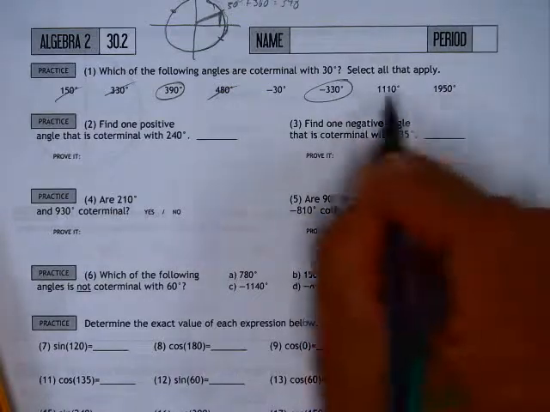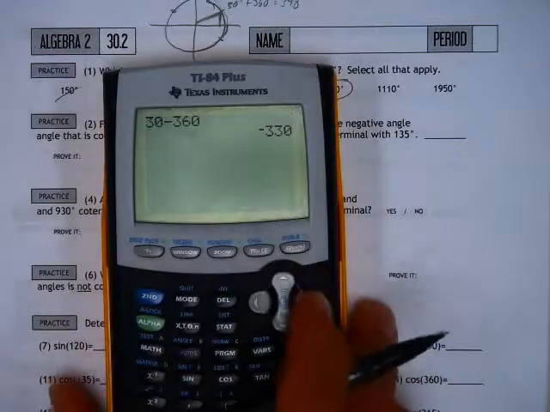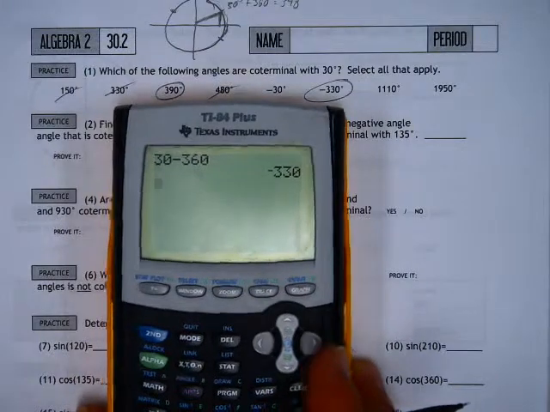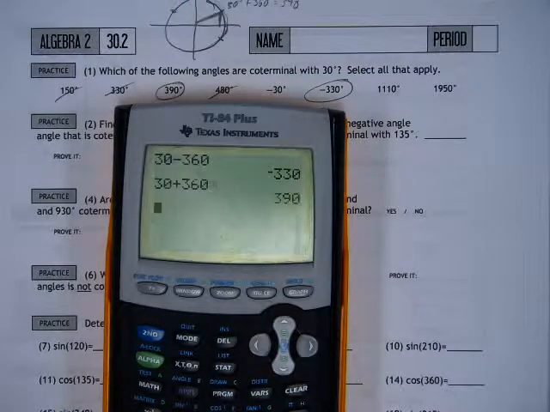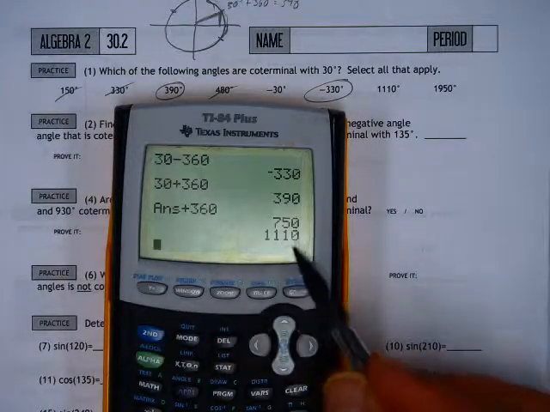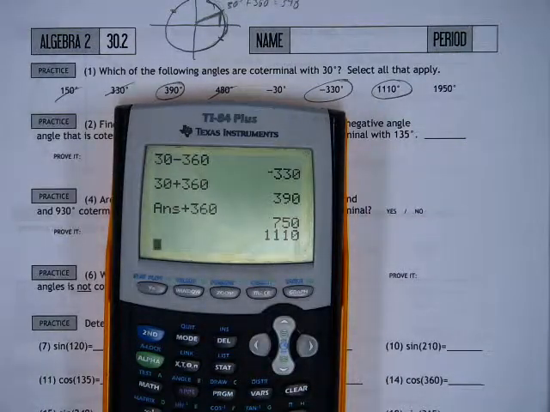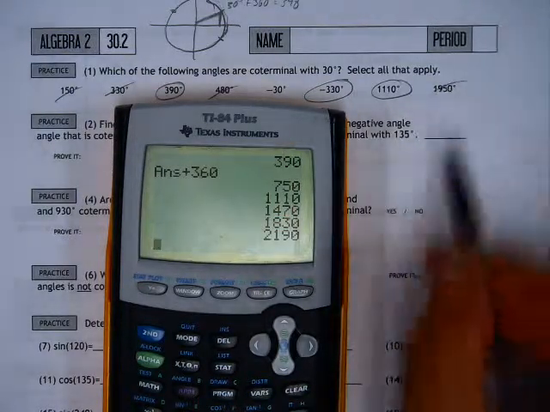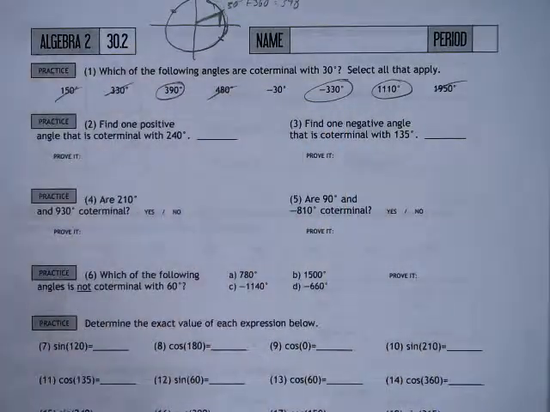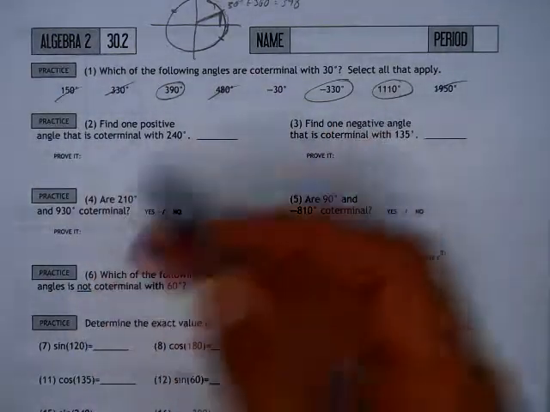And so you look beyond that, and you say, well, what about 1110? That's 30 plus 360, confirmation that 390 is a solution, plus 360, and if I just keep hitting enter, the previous answer plus 360, that one applies. The calculator comes in handy. Hit enter again. I'm at 830, which is too little, and 2190 is too big, so that one's no longer an option as well.